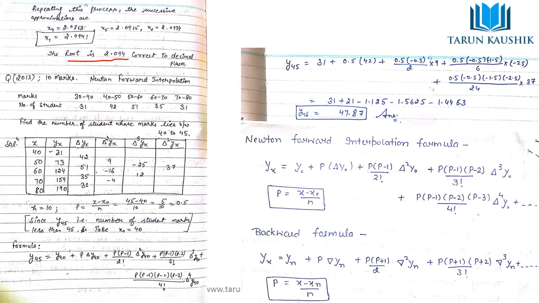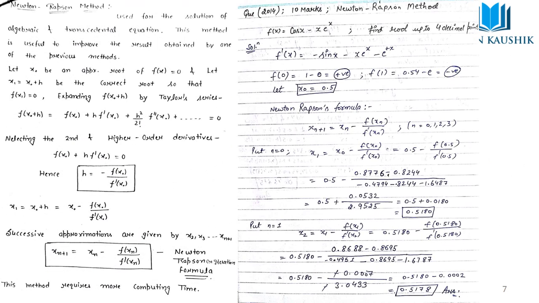So this is Newton forward interpolation, and we will be doing it later, before doing this Newton-Raphson method. So what is this Newton-Raphson method? This is also used for finding the solution of algebraic or transcendental equations. This method is useful to improve the result obtained by the two previous methods. Which two previous methods? Number one, bisection method, and another is regula falsi method, RF.